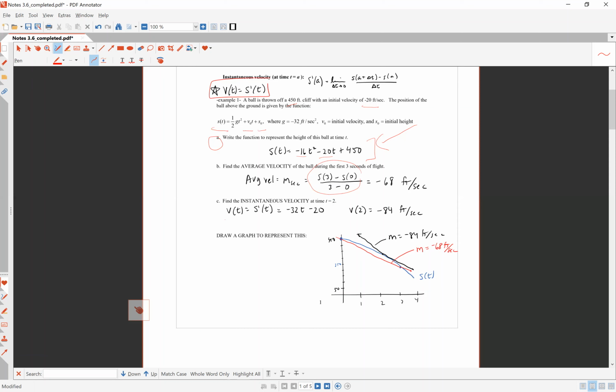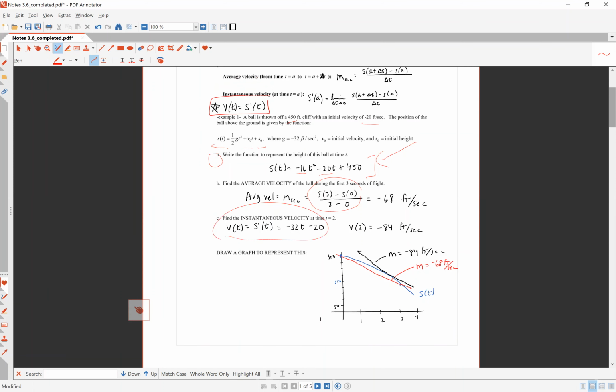Because that's what we did: we found the velocity, or the derivative, at t equal to 2, and then the average slope. That line doesn't get nearly as close as the tangent line at t equal to 2, which is practically identical to the curve. So the average slope approximates the curve, but not nearly as well as the tangent line. Okay, so that's just our first introduction.